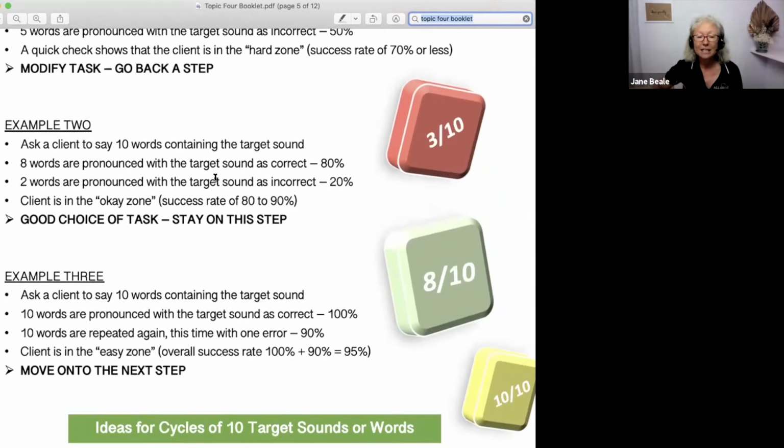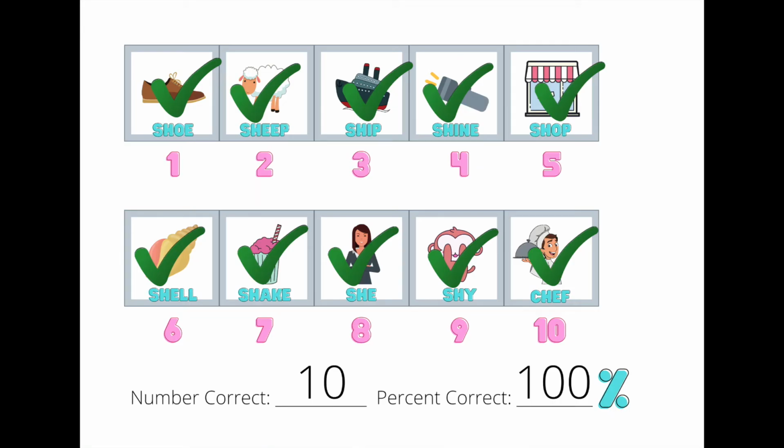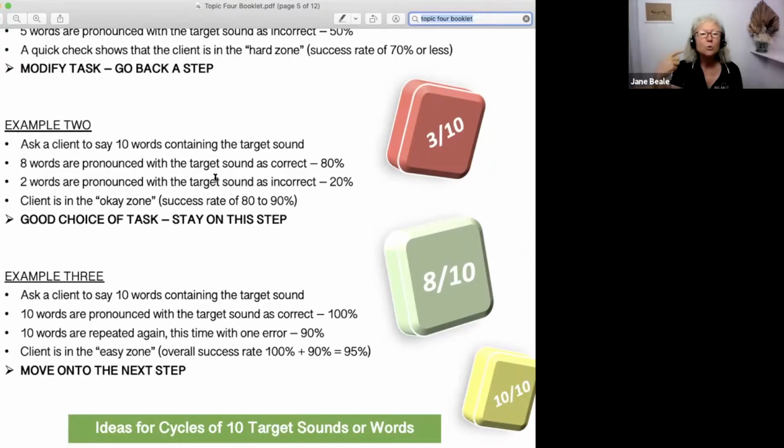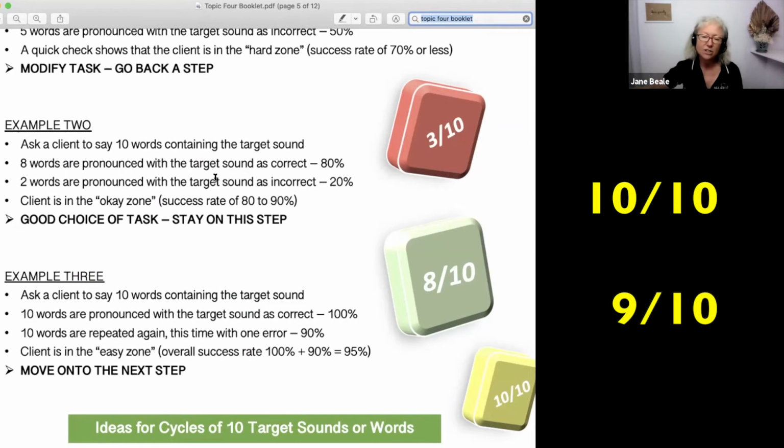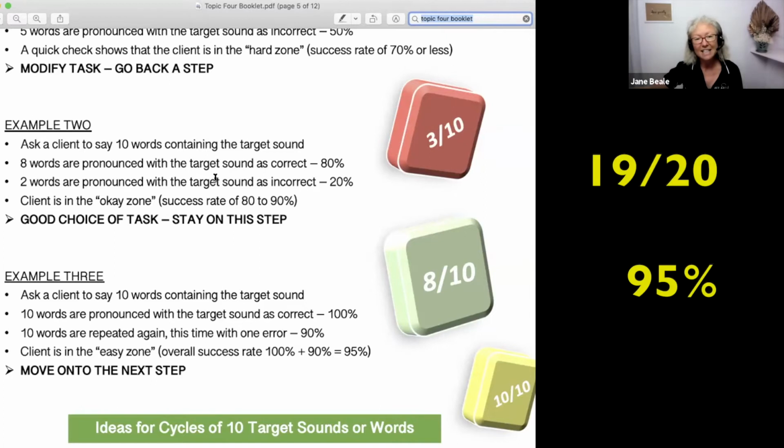In example 3, we'll ask a client to say 10 words containing the target sound, and we'll see that they get them all right. They're actually getting 100% right. And we'll be like, this is easy. I wonder if they've mastered it. So we'll do it again because we want to check. So now we'll repeat those 10 words again. This time they got 1 error. They got 9 out of 10. We want to see, well, if they got 10 out of 10 and then they got 9 out of 10, if we put that together, overall, we could say they're getting 19 out of 20 or 95%.